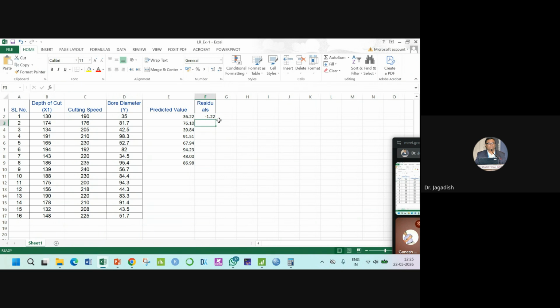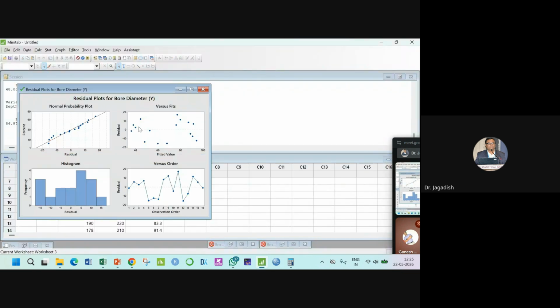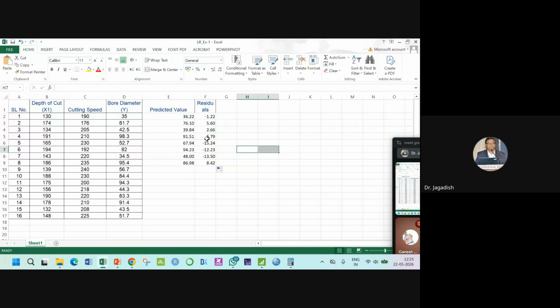It is approximately minus 1.2 for bore diameter in mm. Like this we can calculate. Now, this is basically the residuals, and these residuals have been plotted in this graph. This is the residual plot analysis. Experiment number one is minus 1.22. Experiment number two is approximately 5.6, something like that. Experiment number three is 2.66, experiment number four like that. It has been plotted.